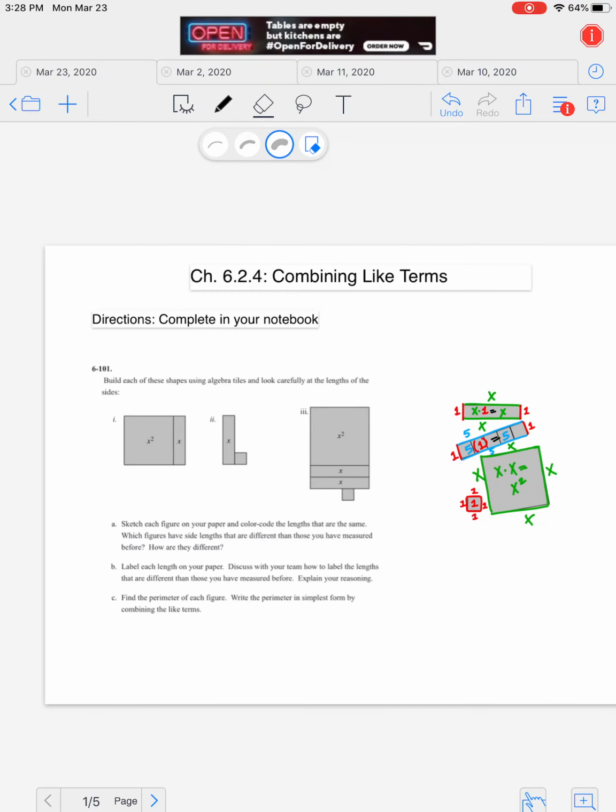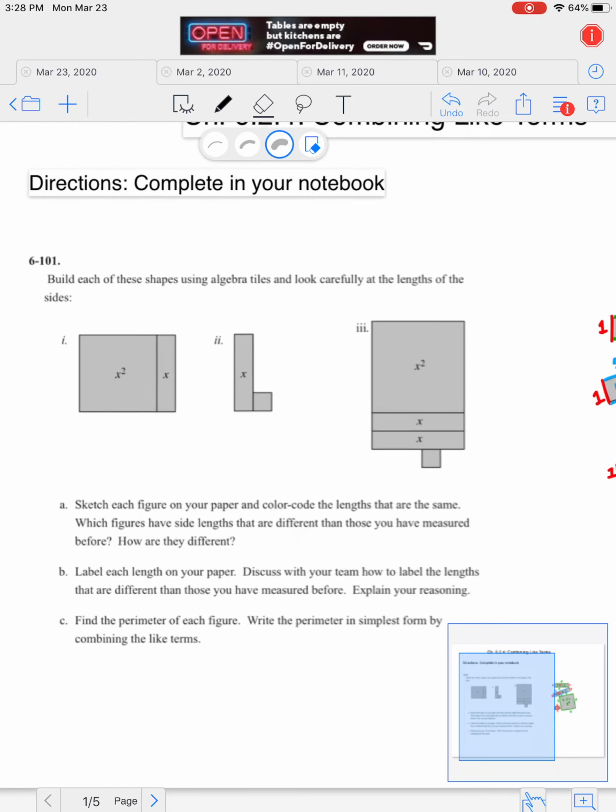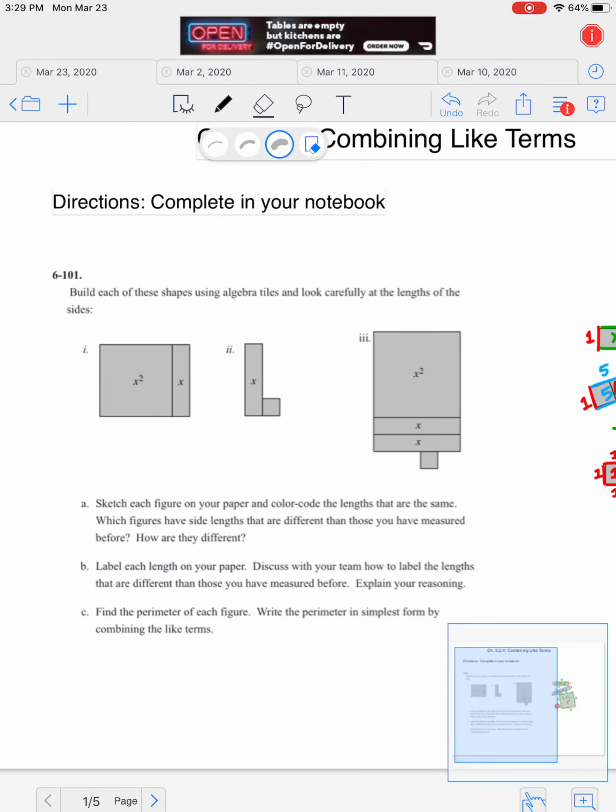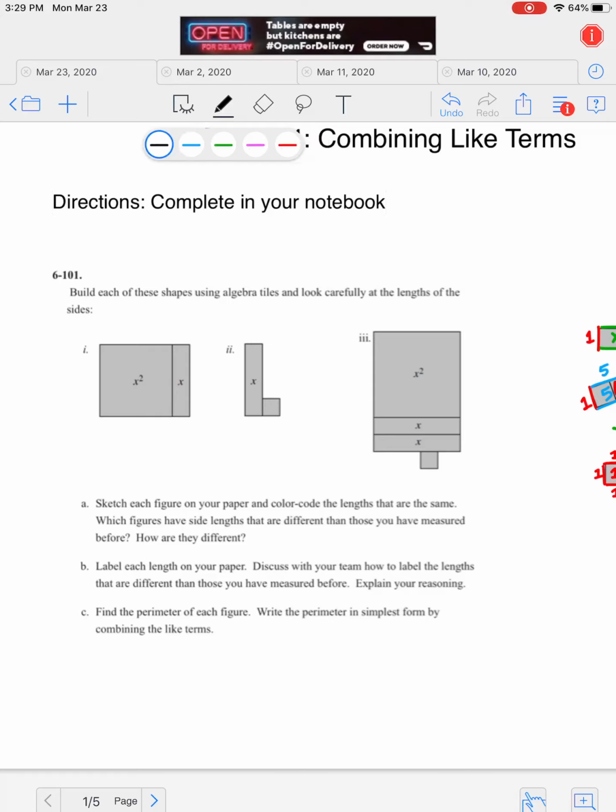All right, we are going to work on lesson 6.2.4 today, combining like terms. I would like you to complete this in your math notebook. Hopefully you still have them. We're going to start with 3 problems today. First one is 6-101. I would like you to do 1, 2, 3. We'll probably do these 3 together.